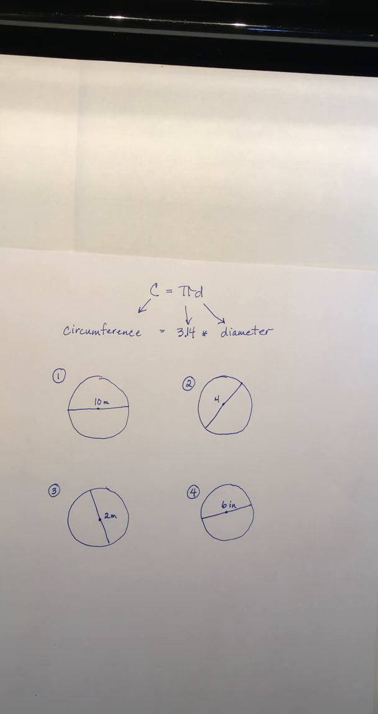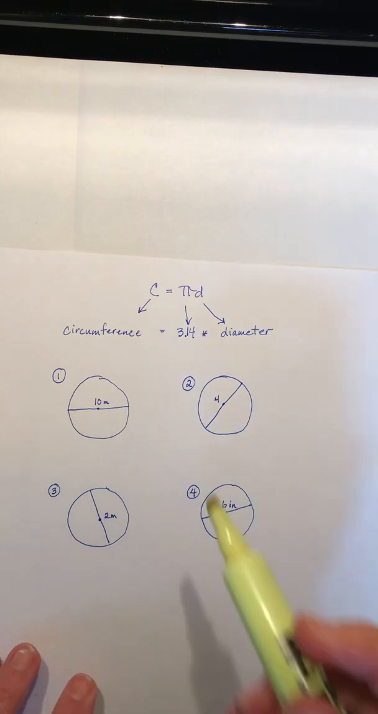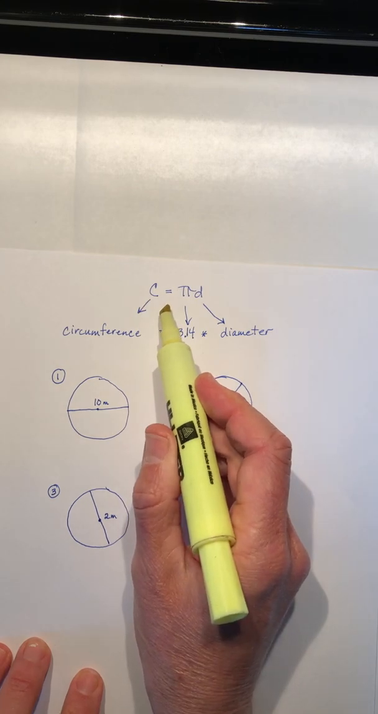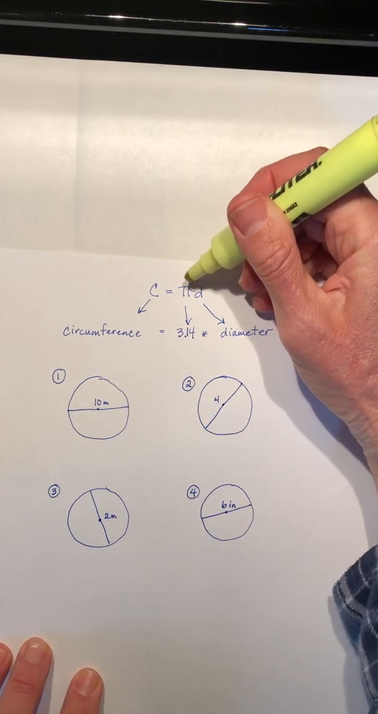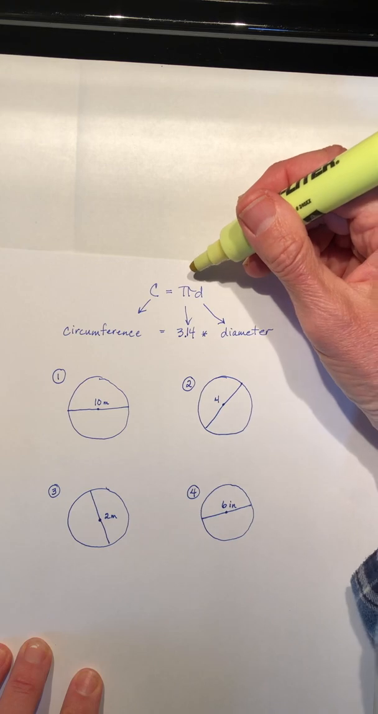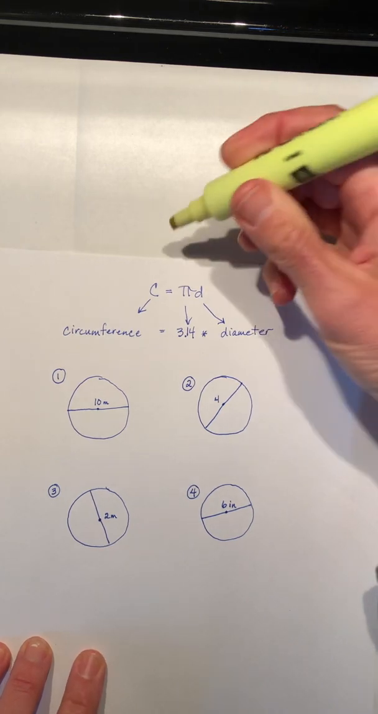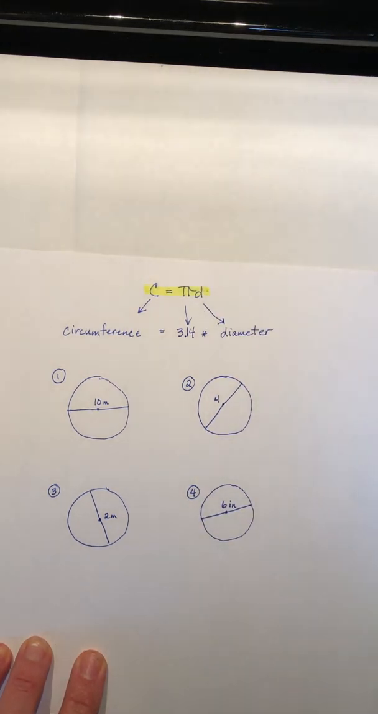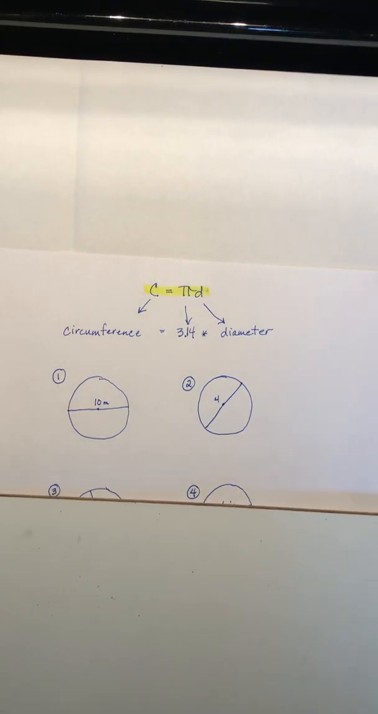And here we go. So the circumference, known as C, will always be equal to the value of pi, which we're going to use 3.14, times the diameter. So our formula is C equals pi times diameter. So let's begin with this first one. And again, you're doing this with me. So I'd like you to copy down that first circle for number 1.